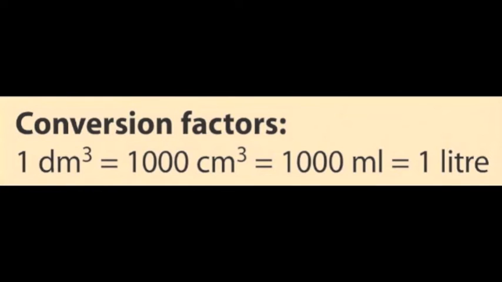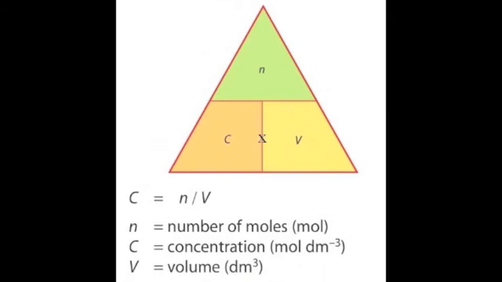Here are the conversion factors for different volumes. 1 decimeter cubed equals 1000 centimeters cubed, which equals 1000 milliliters or 1 liter. This triangle may help when calculating concentrations and moles. N stands for the number of moles, C stands for the concentration in moles per decimeter cubed, and V stands for the volume in decimeters cubed.